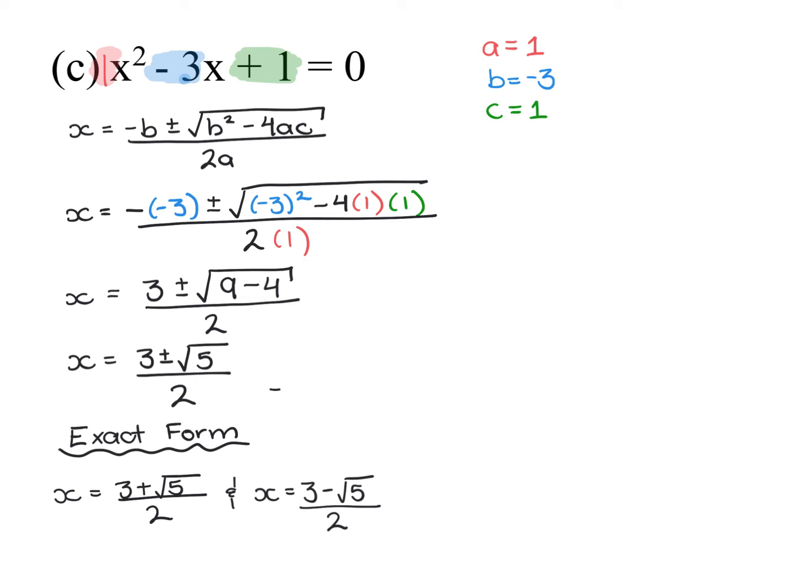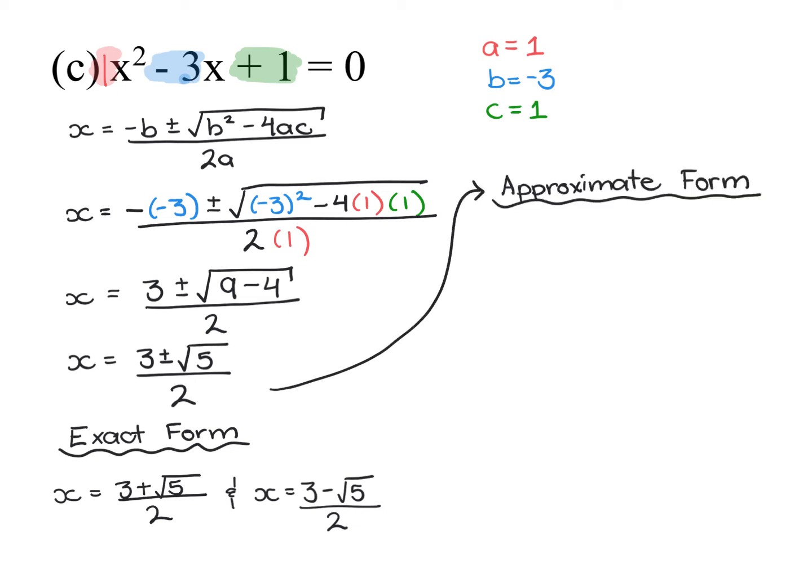Now let's find the approximate form. So I'm going to put that over here, and this is where we actually take the square root and round it up or down and have a decimal. So in one case, x is going to be equal to 3 plus, and let's find the square root of 5, which comes to about 2.24.